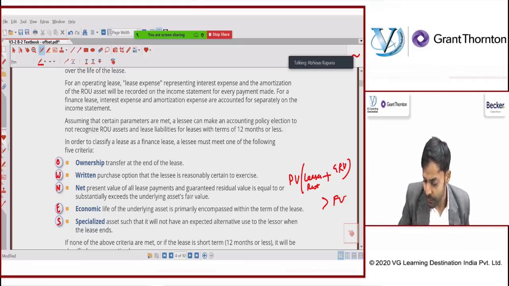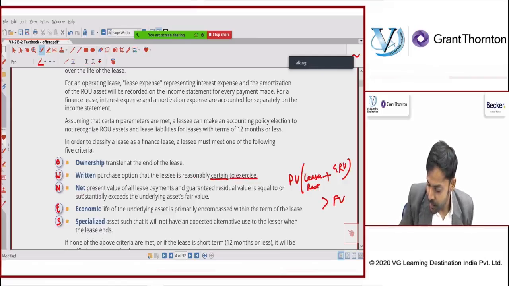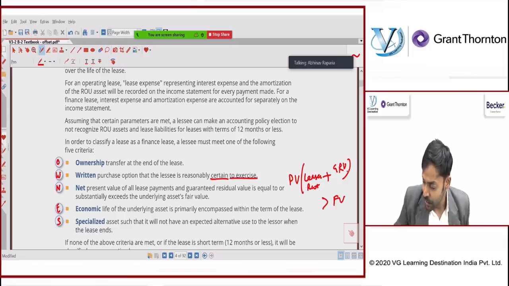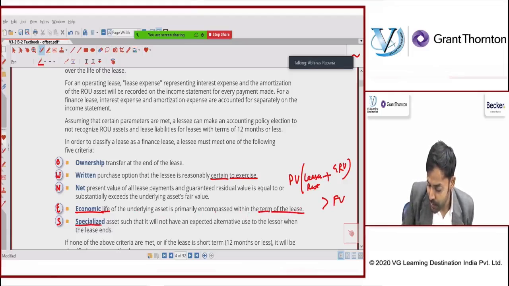So let's understand one by one. Ownership transfer at the end of the lease, which is called O. W is a written purchase option that the lessee is reasonably certain to exercise. So you're very sure that it is something which will be exercised. Third is net present value. This is something we have done. Net present value of the lease rentals and the GRV is more than the fair value. Next is economic life. The economic life of the underlying asset primarily encompasses the term of the lease. It is more or less equal to the term of the lease. Next is a specialized asset.